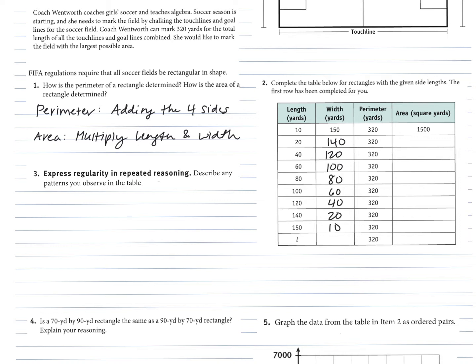All right, let's go ahead and check. See if you got the rest of them filled in correctly. You can see as the length tends to increase, the width tends to decrease. That's how we make up a rectangle. If one side is bigger, the other has to be smaller, and if one side is smaller, the other side has to be bigger.